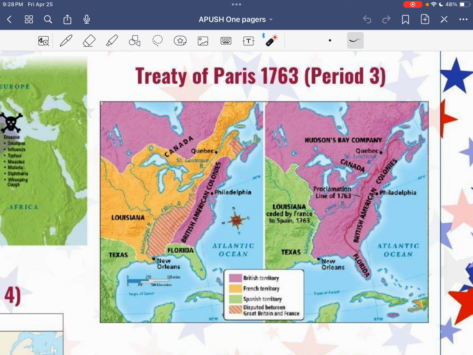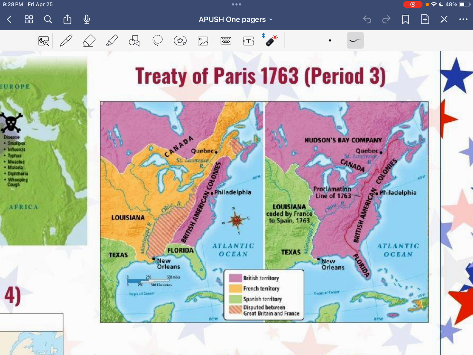All of a sudden, the British own everything. And they set that everything from the Atlantic seaboard all the way to the Mississippi River. And then we'll get to the Louisiana Purchase here in a second. So basically, this marks the beginning of the British owning where we live. The British own North America.